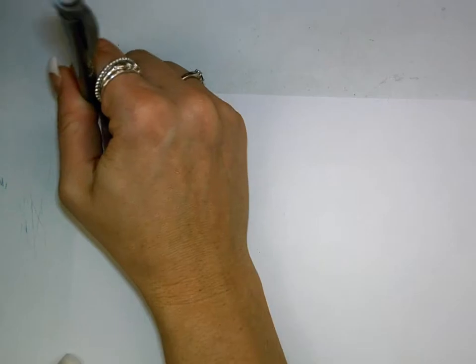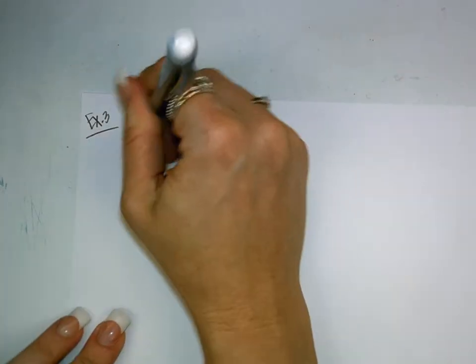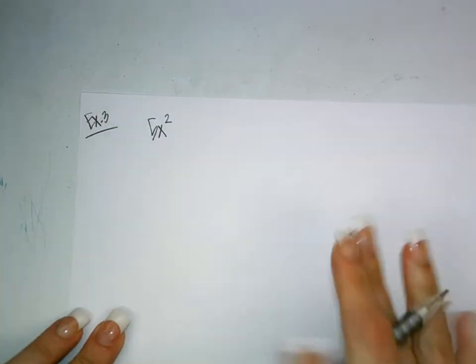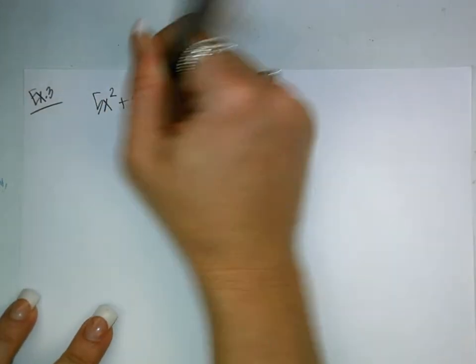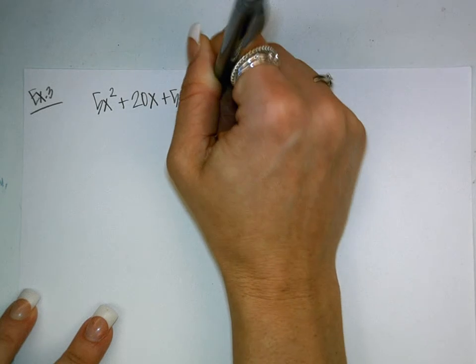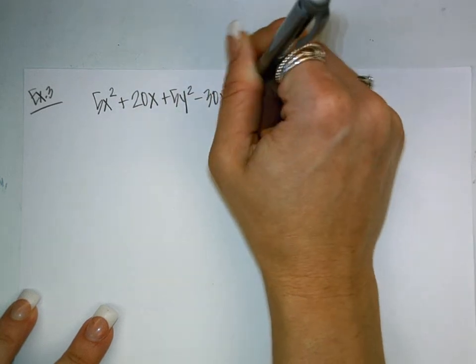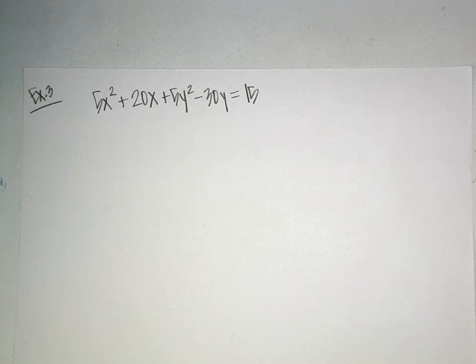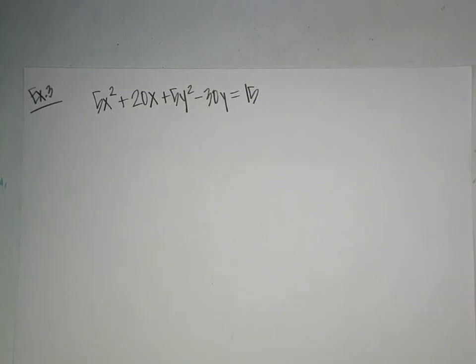Okay, for example number 3, we're still doing the same thing, same instructions. Rewrite this in the correct form, as well as identify center and radius of the equation. 5x squared plus 20x plus 5y squared minus 30y equals 15.